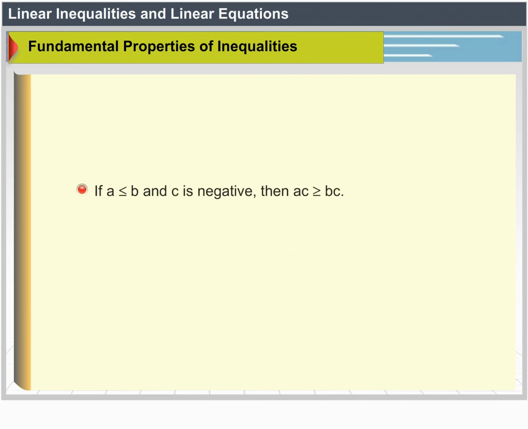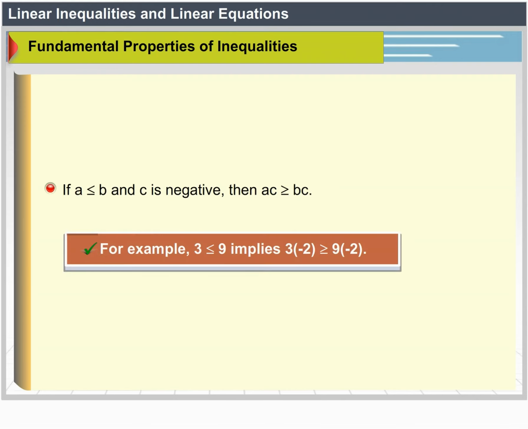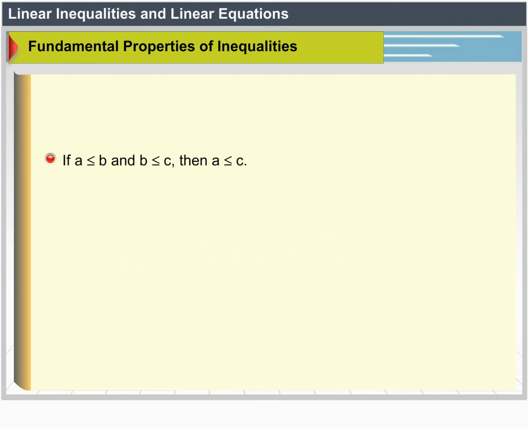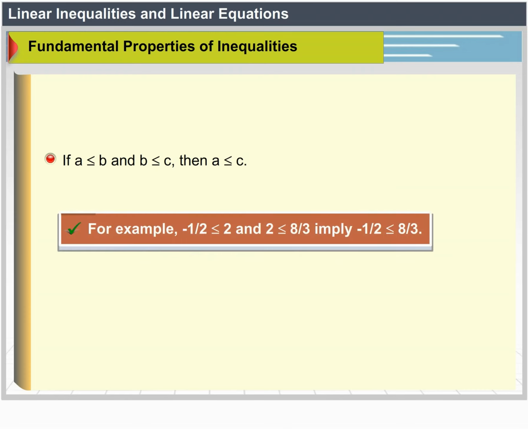If a is less than or equal to b and c is negative, then ac is greater than or equal to bc. For example, 3 less than or equal to 9 implies 3 into minus 2 greater than or equal to 9 into minus 2. If a is less than or equal to b and b is less than or equal to c, then a is less than or equal to c. For example, minus 1 by 2 less than or equal to 2 and 2 less than or equal to 8 by 3 imply minus 1 by 2 less than or equal to 8 by 3.